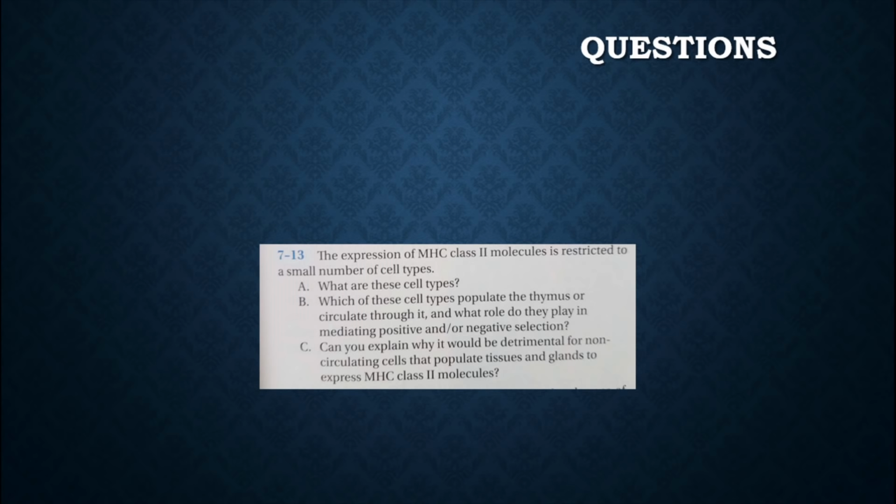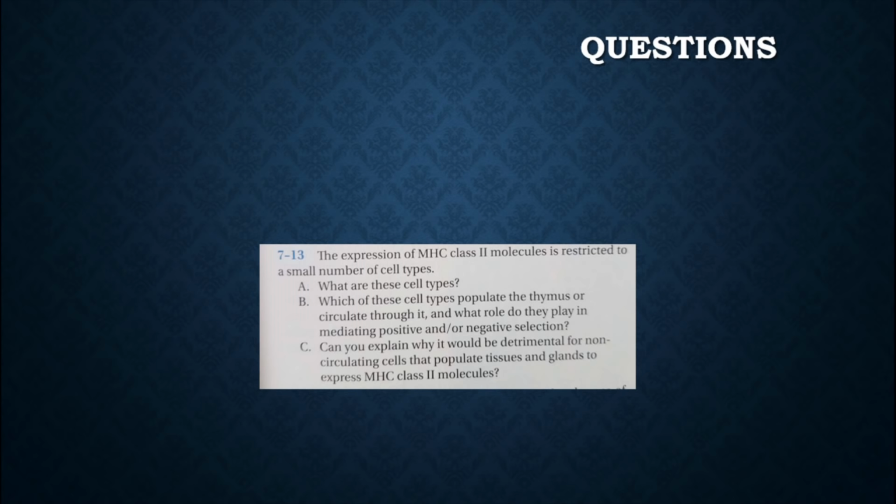All right, anyone want to answer A? Okay, antigen presenting cells. What are the antigen presenting cells? Yep, so B cells, dendritic cells, macrophages. Those are the big ones. So which of these populate the thymus and play a role in selection?